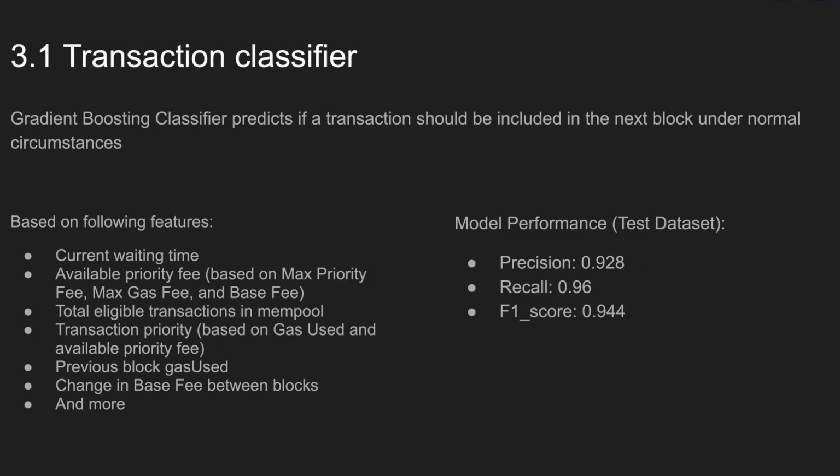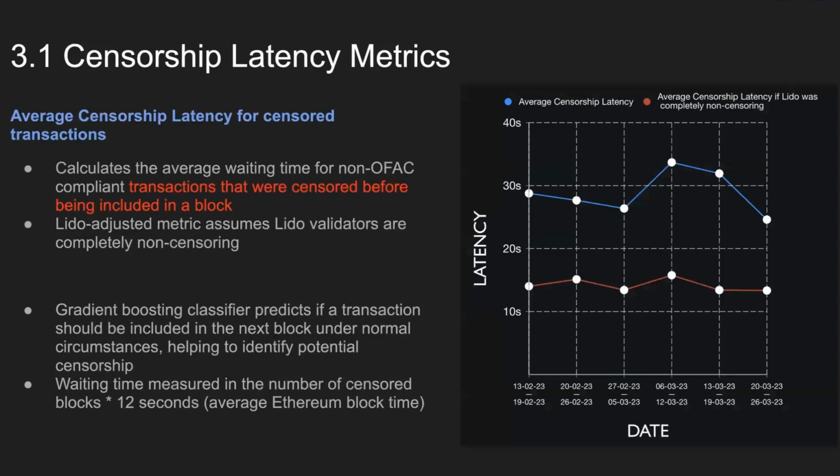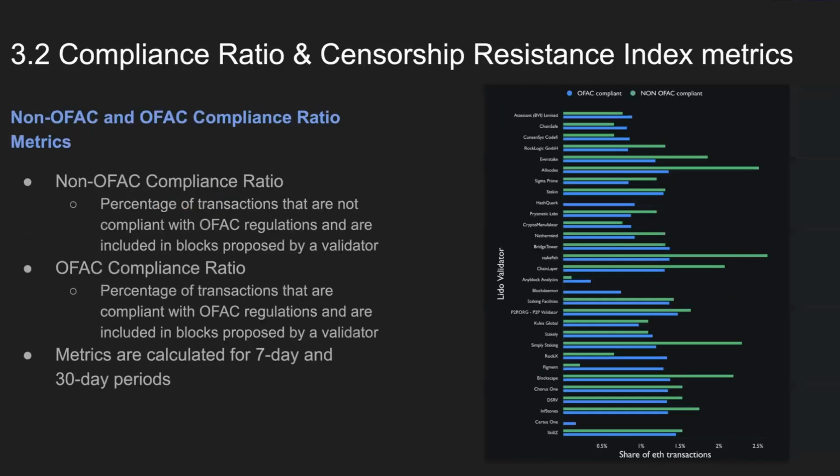This metric is a cousin of our first metric, but it shows the delay only for transactions that were censored even once in one block. As you can see here, these lines are higher. So it's like from 2 blocks to 4 blocks of censorship. And the red line shows where we would be if Lido was completely non-censoring, like in the first metric.